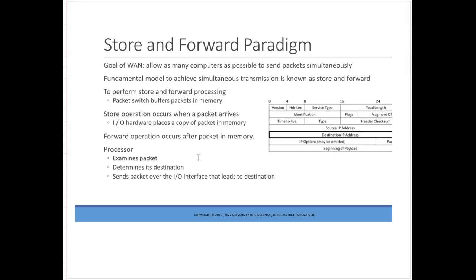The forward operation occurs once a packet has arrived and is waiting in memory. The processor examines the packet, determines its destination by looking at the destination IP address, and sends the packet over the I/O interface that leads to the destination. A packet switch, or router, is a layer 3 device that reads instructions found in the layer 3 header to see how to process the packet. In this case, it can view the destination address. Unlike a MAC address, the source and destination address does not change in transport across the internet.